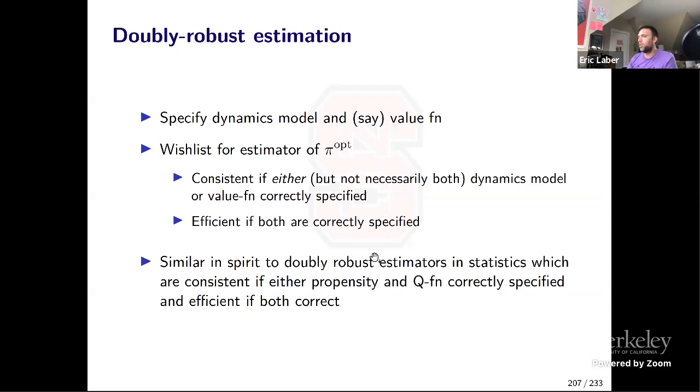It's similar in spirit to doubly robust estimators in statistics. These have also been used in CS, obviously. Emma and others have worked on this, and so I should say CS also. Consistent when either the propensity score or Q function is correctly specified, and efficient if both are correct.